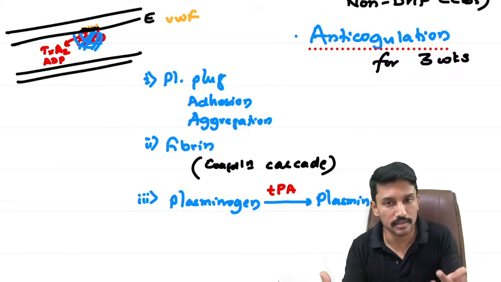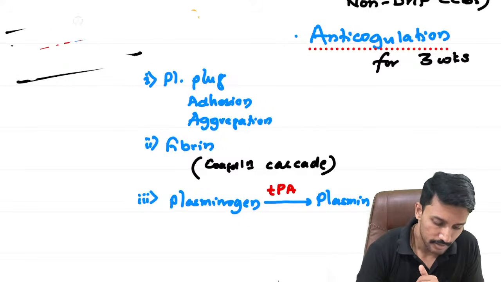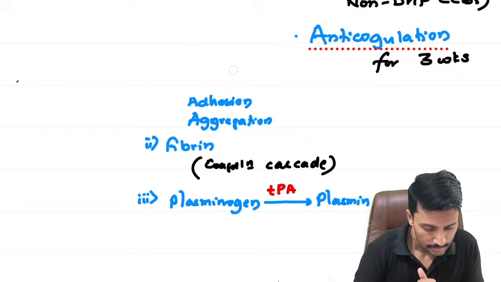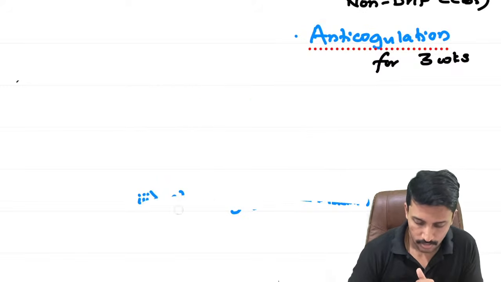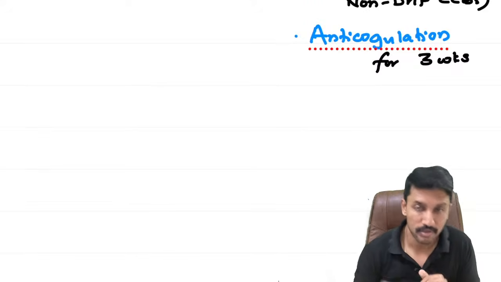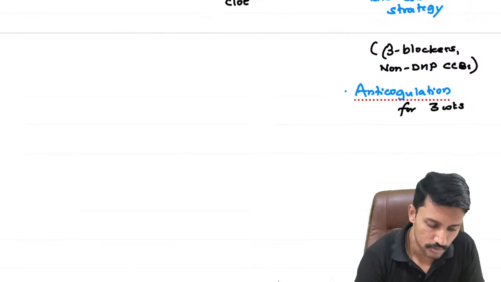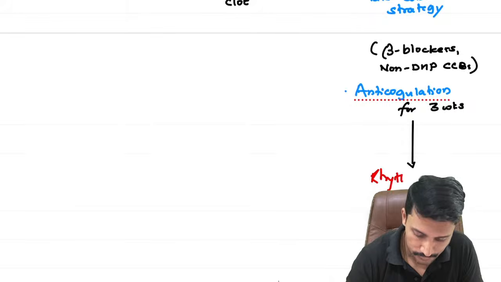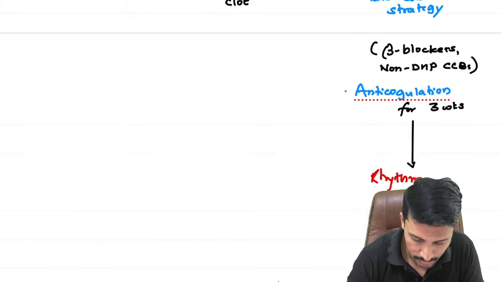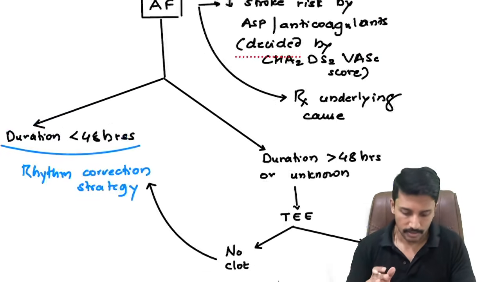So now can I convert the rhythm to sinus? Yes. So if I get a clot in the left atrium, what do I do? I give anticoagulation for 3 weeks. During this 3 weeks period, to make sure that high heart rate doesn't put the patient at risk of tachycardiomyopathy, I will control the rate. And once the 3 weeks of anticoagulation is done, then I go for the rhythm correction. That is converting the rhythm to sinus. Okay, I hope the point is clear.